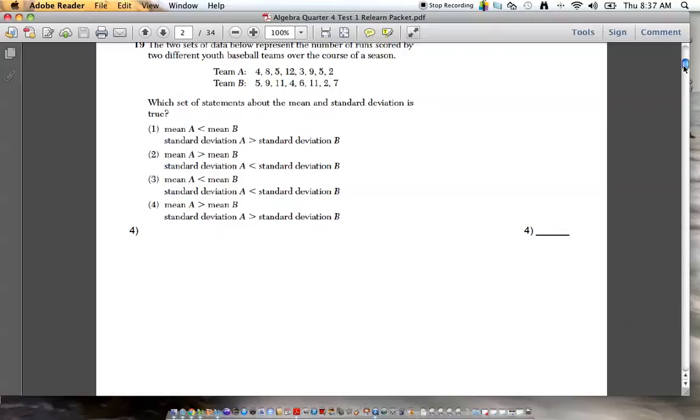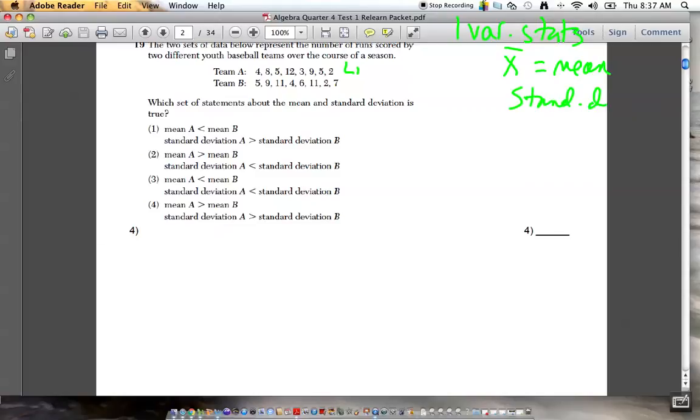Data represents number of runs scored by 2 different baseball teams. Which statement is true? Okay, you've got to plug this into your calculator. Do one variable stats for team A. Just plug those stats in there, and then do one variable stats for team B. So once again, let me just write down what you need to do. You need to make this L1, and then everybody wants to do one variable stats, and then X bar, when that comes up, that's the mean, and you can also go over and do the standard deviation.